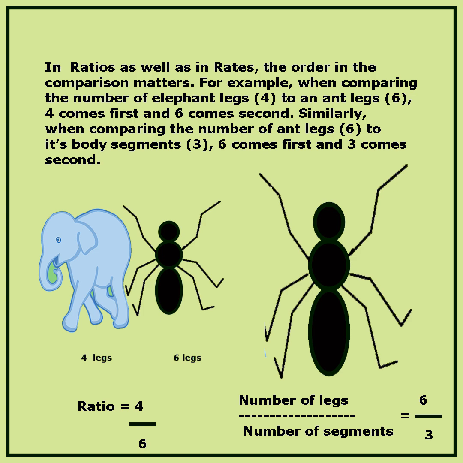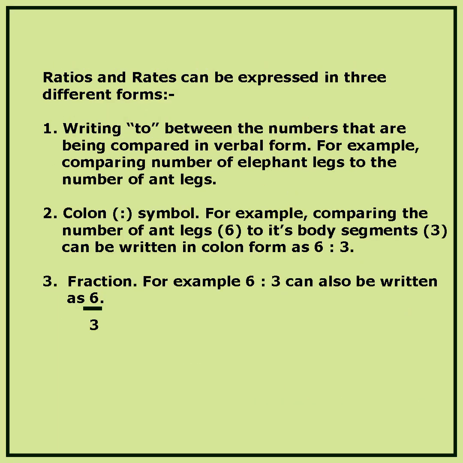For example, when comparing the number of elephant legs, 4, to an ant's legs, 6, 4 comes first and 6 comes second. Similarly, when comparing the number of ant legs, 6, to its body segments, 3, 6 comes first and 3 comes second. Ratios and rates can be expressed in three different forms.